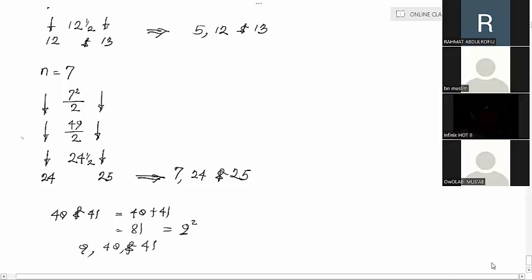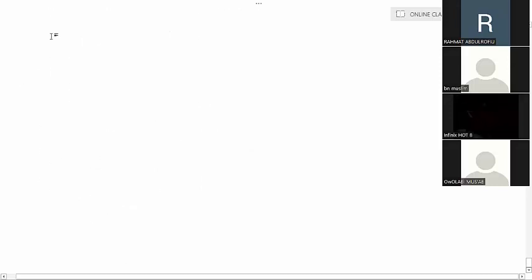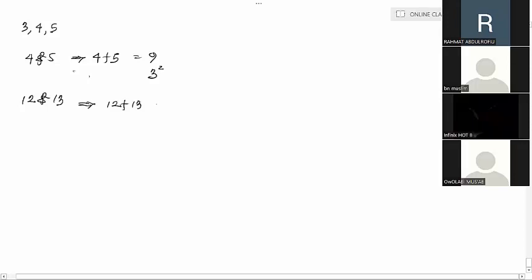If you go back to what we have done, 3, 4, 5, and 5, 12, 13. Look at this. 3, 4, 5. You are given 4 and 5. To find the least, what you do is 4 plus 5. That's 9, which is 3 squared. You are given 12 and 13. That will give us 12 plus 13, 25. That's 5 squared.